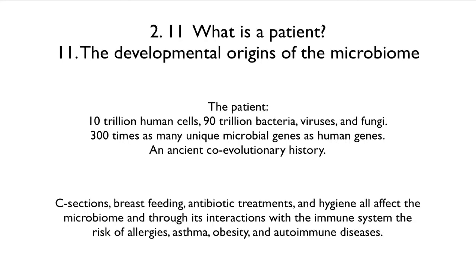Interventions early in life that affect the microbiome have big downstream consequences on health. They include C-sections, breastfeeding, antibiotic treatments, and hygiene. And the result of that is that if these are perturbed, we can see allergies, asthma, obesity, and autoimmune disease, or at least increased risk of them.